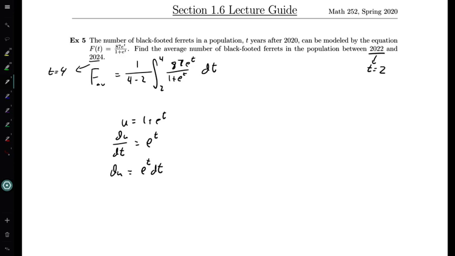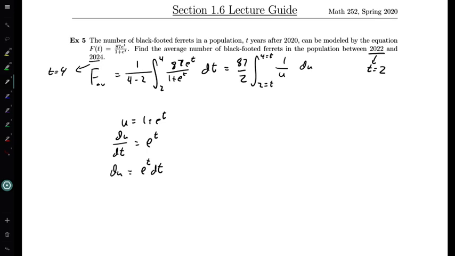Continuing on, we're going to actually do our substitution here. So this is going to be that 1 over 4 minus 2 is a factor of 1/2. I can also factor an 87 out of the integrand because that's not doing very much there. So we're left with the integral from t equals 2 to t equals 4 of, let's see, that e to the t dt in the numerator we are going to replace with a du. In the denominator, we have that 1 plus e to the t, and that's what we're going to replace with u. So this is the integral of 1 over u du.